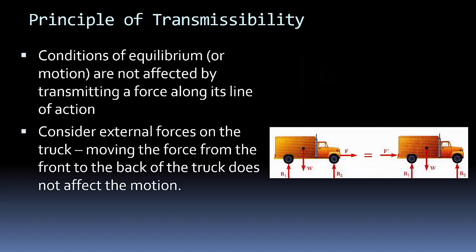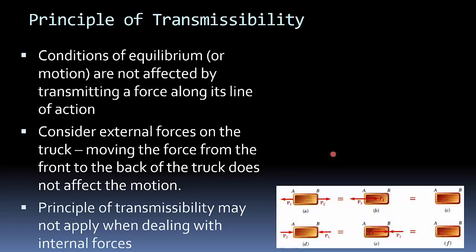So when you consider external forces on this truck, for example, if you have the force here and you're pulling it, or if you move that force to the back and you're pushing it, the conditions of equilibrium are not going to change. The truck is still going to accelerate or do whatever it's going to do. It's independent of where the force is applied, as long as it's along its line of action. So anywhere along here, if you could somehow magically push from right here, it would have the same effect.